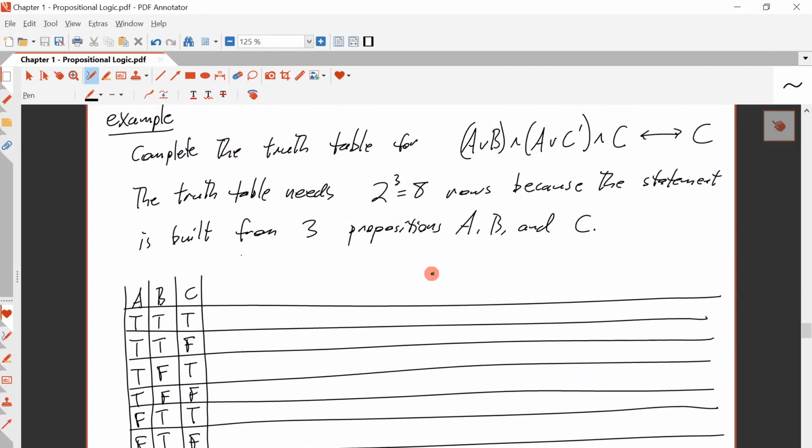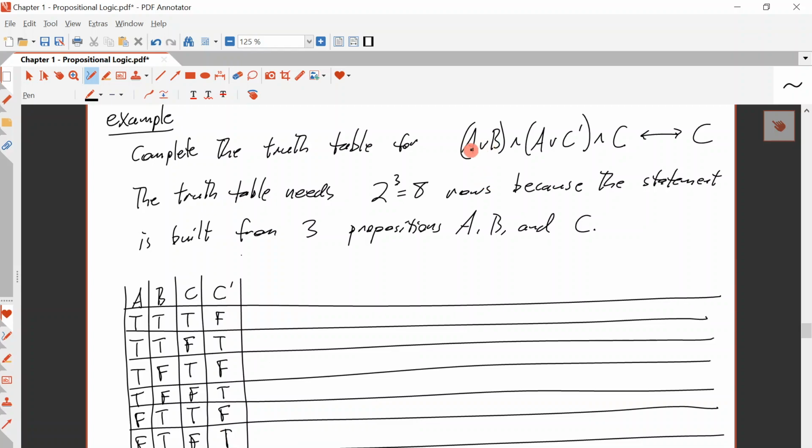All right. So what operations come first? Well, inside the parentheses we have this disjunction, A or B. And then we also have this negation here. The C is negated. So we're going to need to know, and that comes first. Negation is the highest precedence. So we're going to need to know what the negation of C is. So let's just write that down.